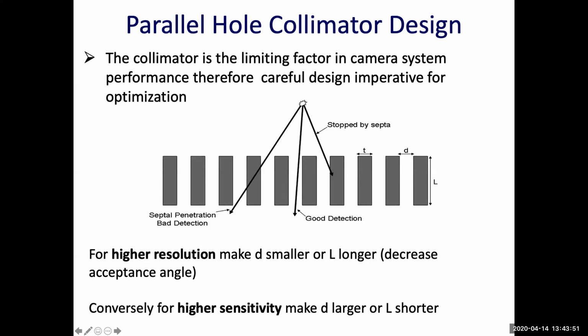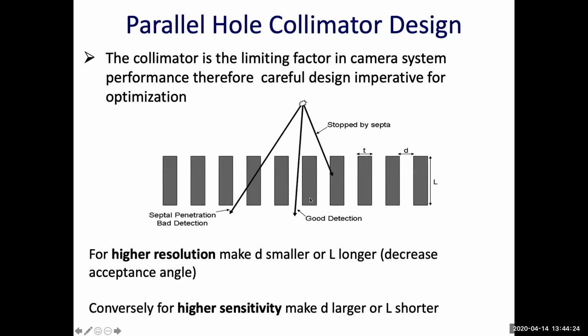Just to understand this one. For high resolution, we need to accept only the gamma rays that are perpendicular to the crystal. We don't need to detect the scattered photons, or those that are not in the proper direction. So to get higher resolution, we have to reduce the diameter of the hole here, so we accept only very few photons. And we have to increase the length of the septa to reduce the acceptance angle.